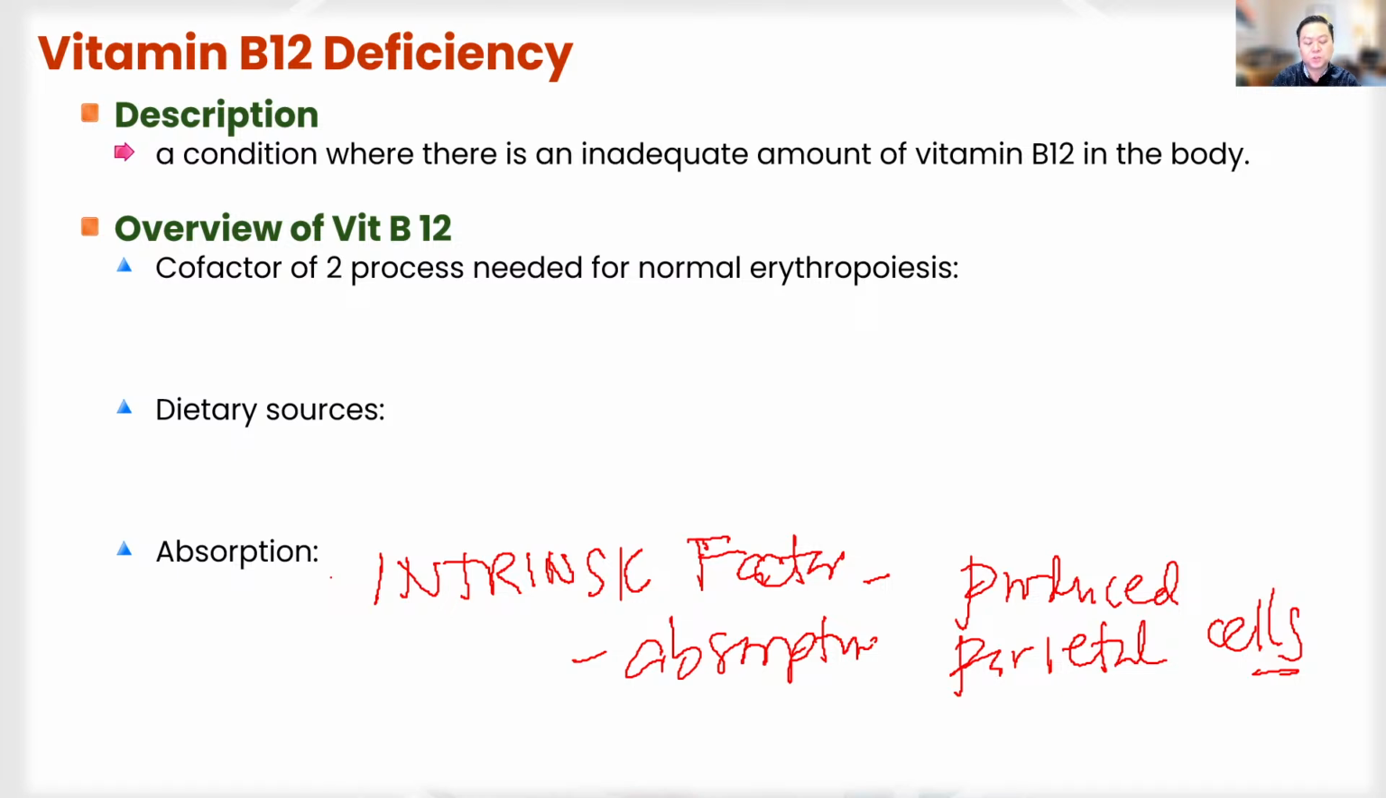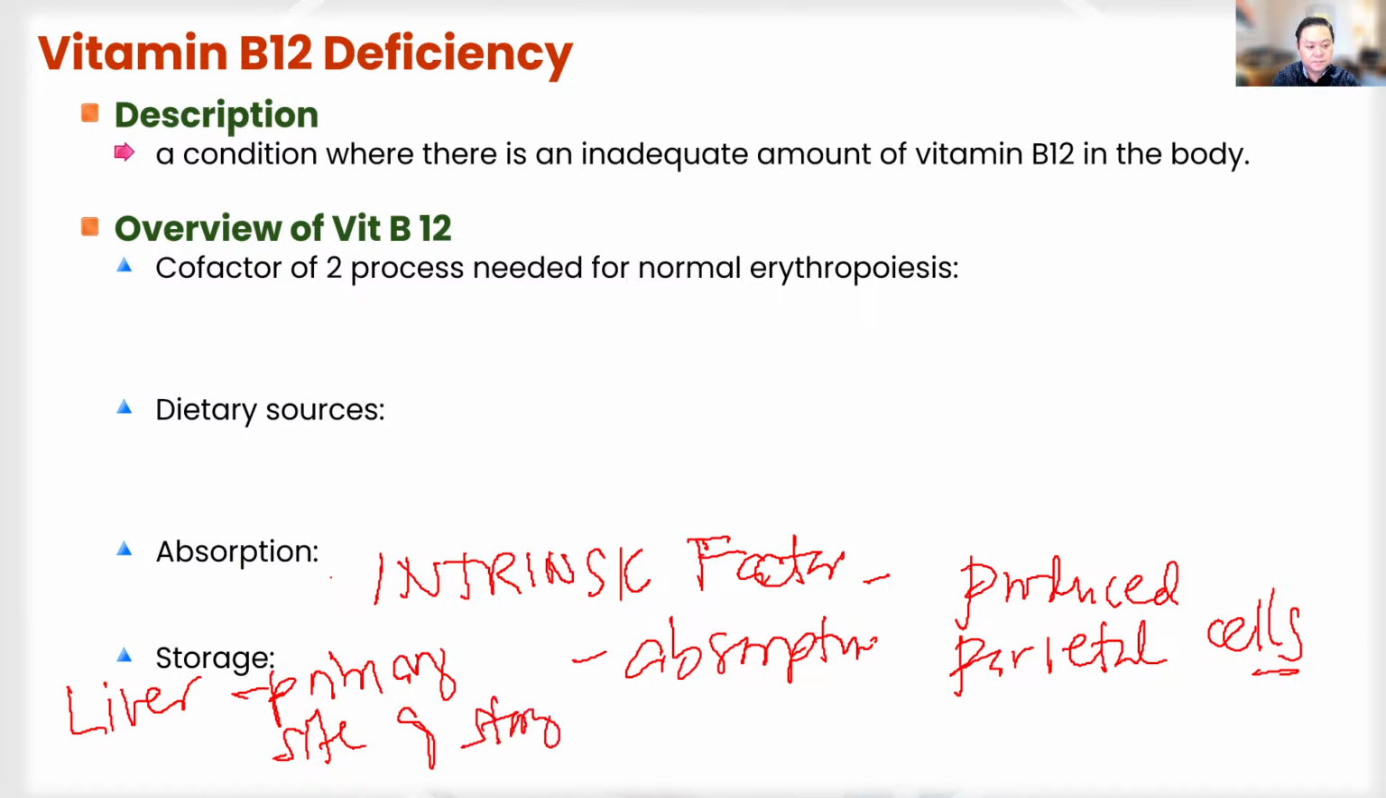Now, talking about the storage here, where will the vitamin B12 be stored in the body? Well, the primary storage will be the liver. This is the primary site of storage. Okay. So the methylcobalamin and also the adenosylcobalamin forms will be stored here for about 3 to 5 years. Okay, so this can actually sustain the person for several years. Imagine that, about 3 to 5 years storage in the liver. Okay, so this is our primary site of storage.